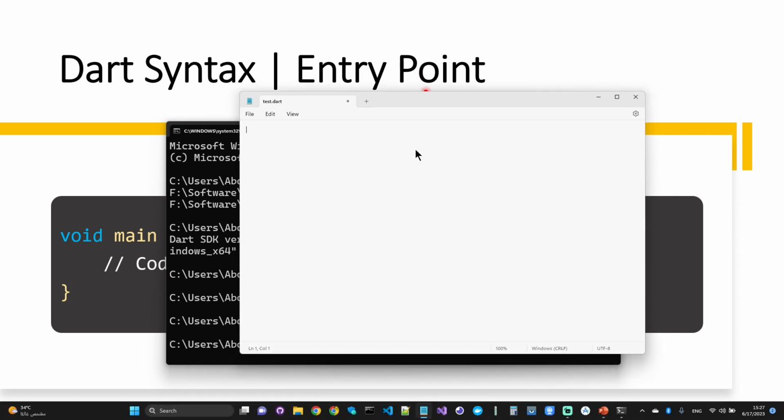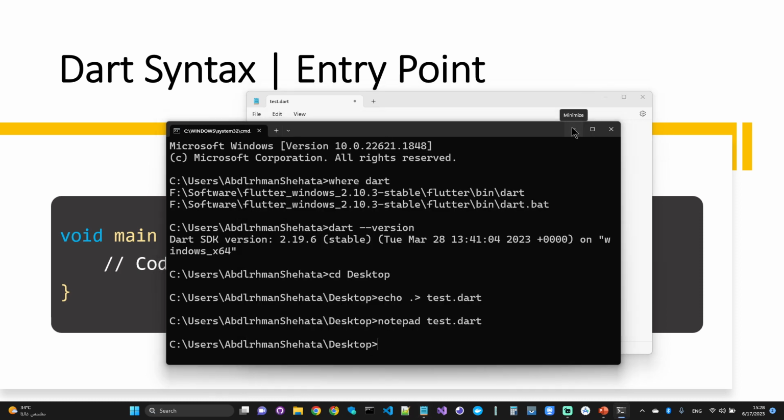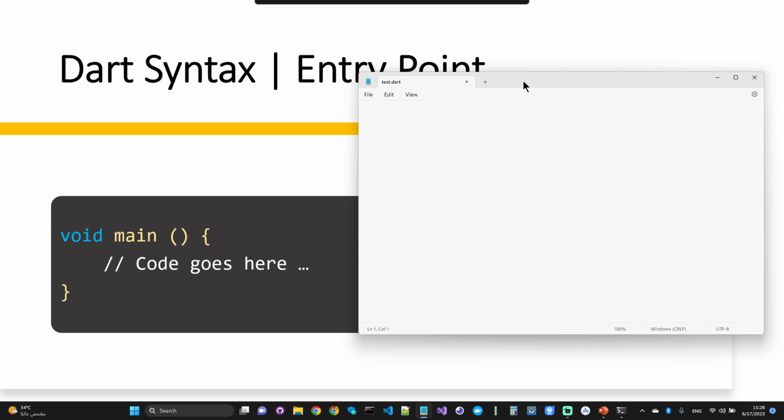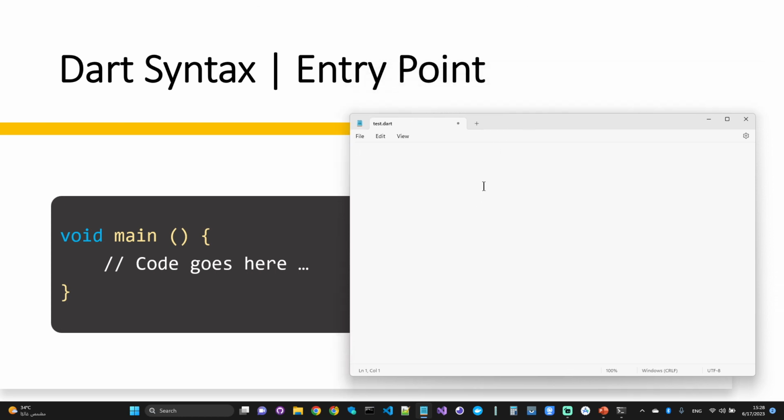So I'm just going to clear this dot here. And this is an empty file called test.dart. Right here, you can write the first Dart program. For any Dart program to work, just like any programming language, there is something called an entry point, which is the main method that this program is going to execute.